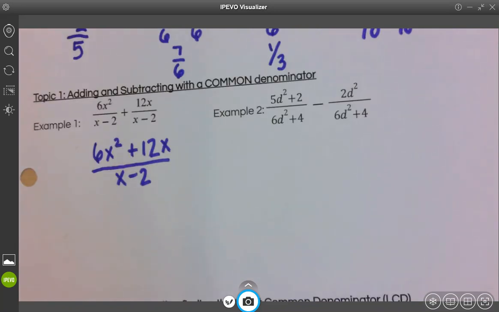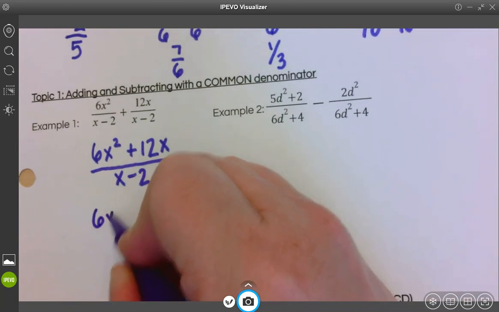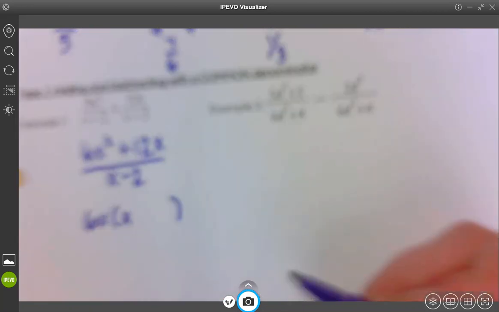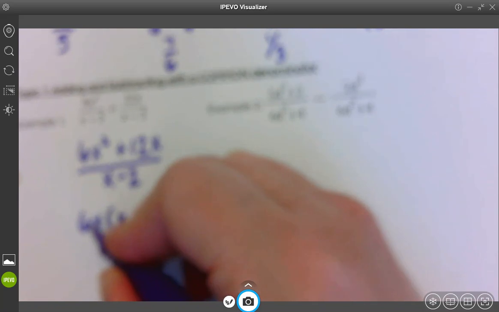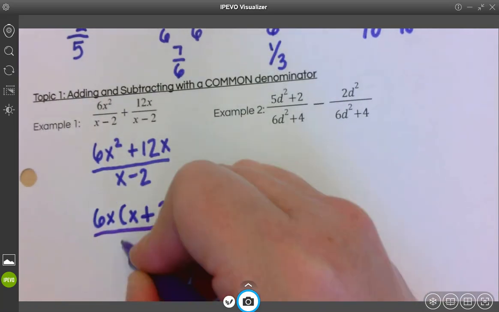Sometimes I'll be done, and sometimes I won't be done. But one way to know if you are done is to see if there's anything that can factor. So do we have any common factors in our numerator? We do, right? We could factor out what number? 6 and what variable? 6x, right. So we're going to factor out 6x as a common factor. 6x times x would give me the 6x squared, and 6x times 2 will give me the 12x. And here's an x minus 2.